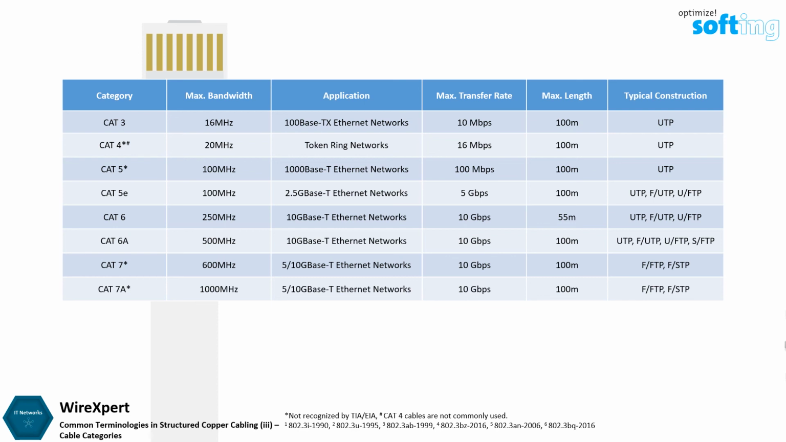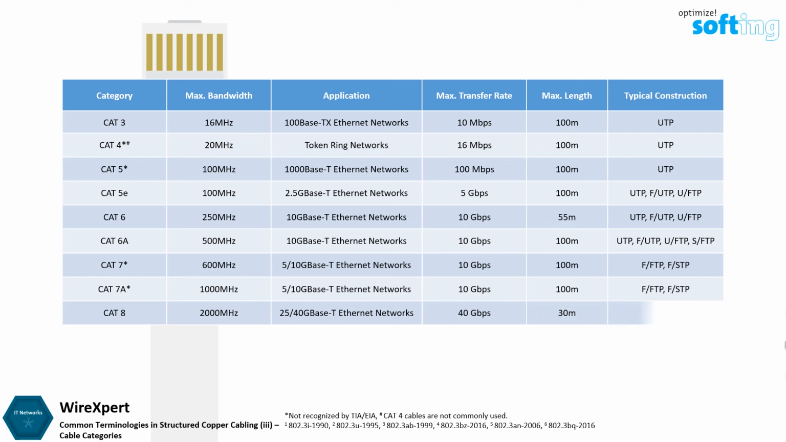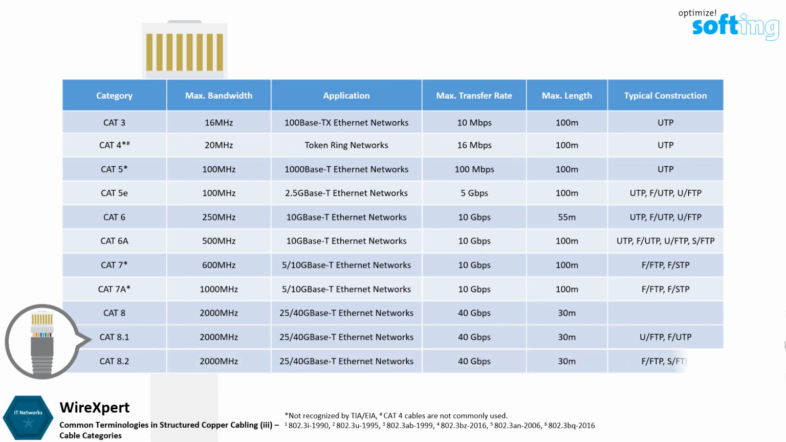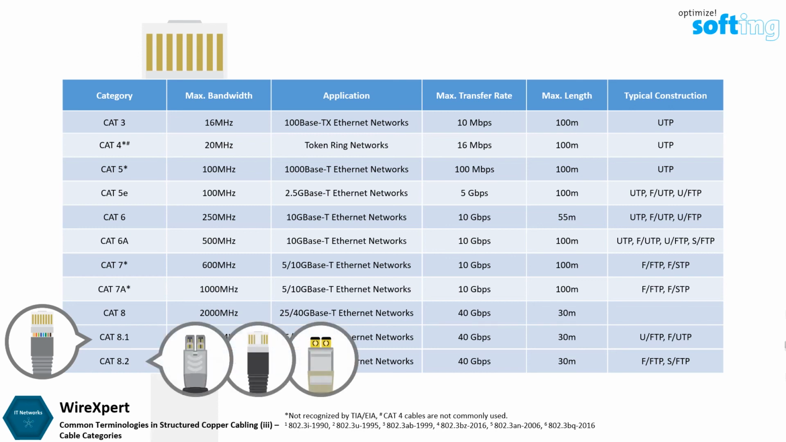Cat8 cables operate at a maximum frequency of 2000 MHz and can be installed on a 25 or 40 Gigabit Ethernet network with a transfer rate of up to 40 Gbps, however over a shorter distance. There are two types of Cat8 cables. Cat8.1, typically constructed as unshielded foil twisted pairs or foiled UTP, and uses the RJ45 connector. Cat8.2, typically constructed as foil twisted pairs with an overall braid or foil shield, and uses other connectors such as Tera, ARJ45 or MMC Pro.